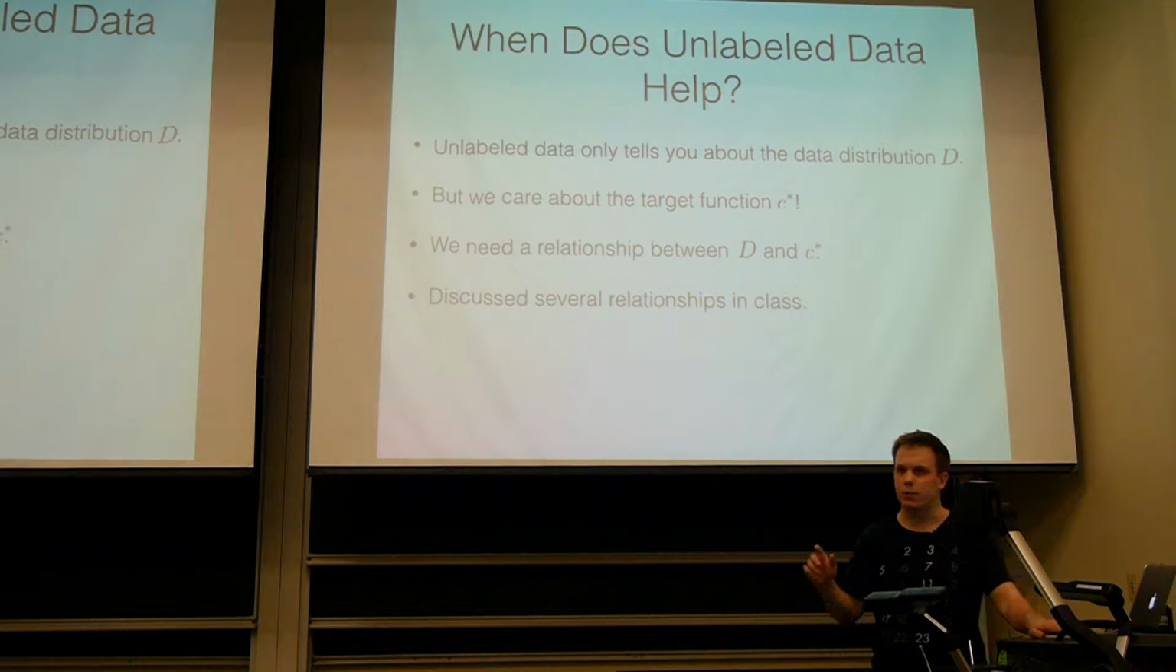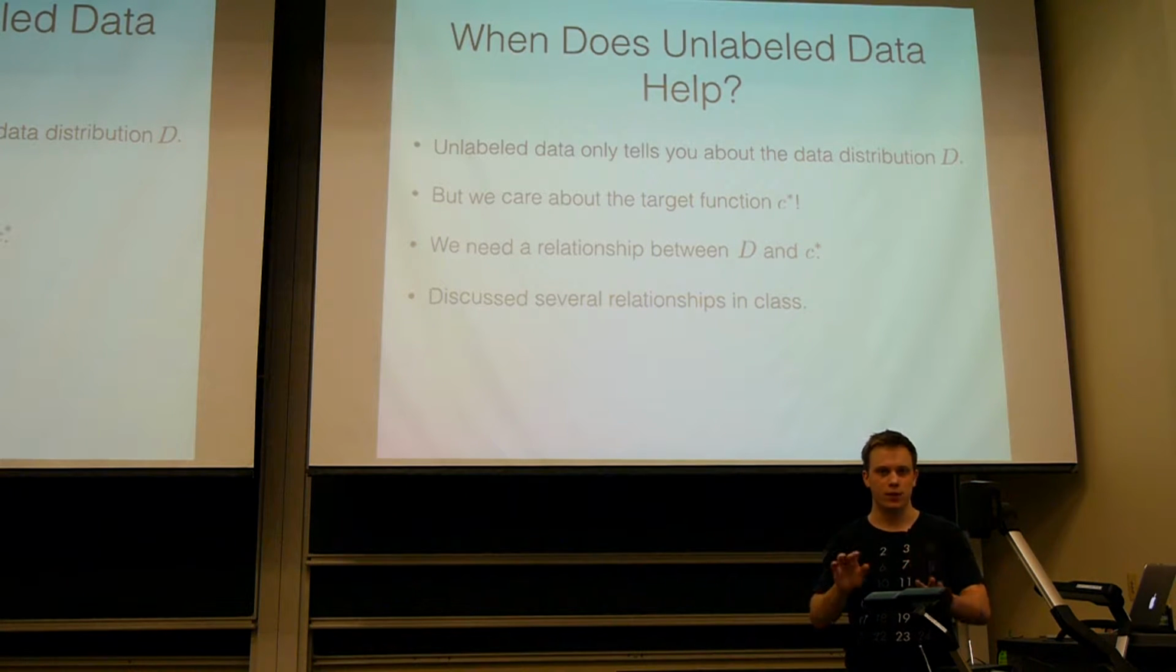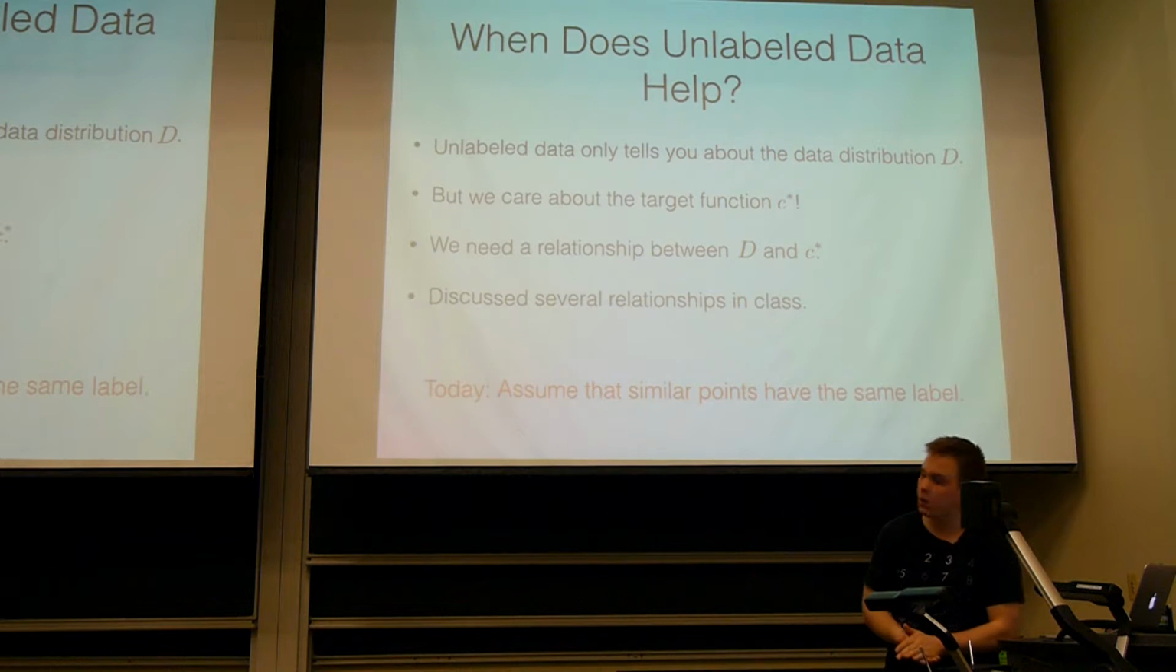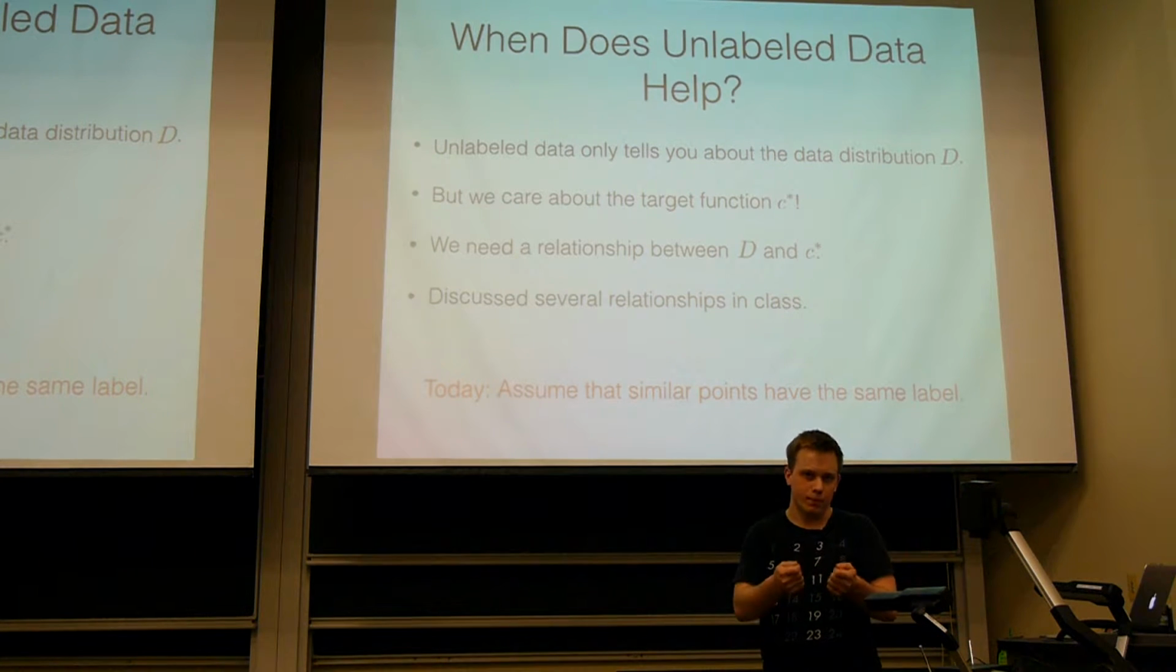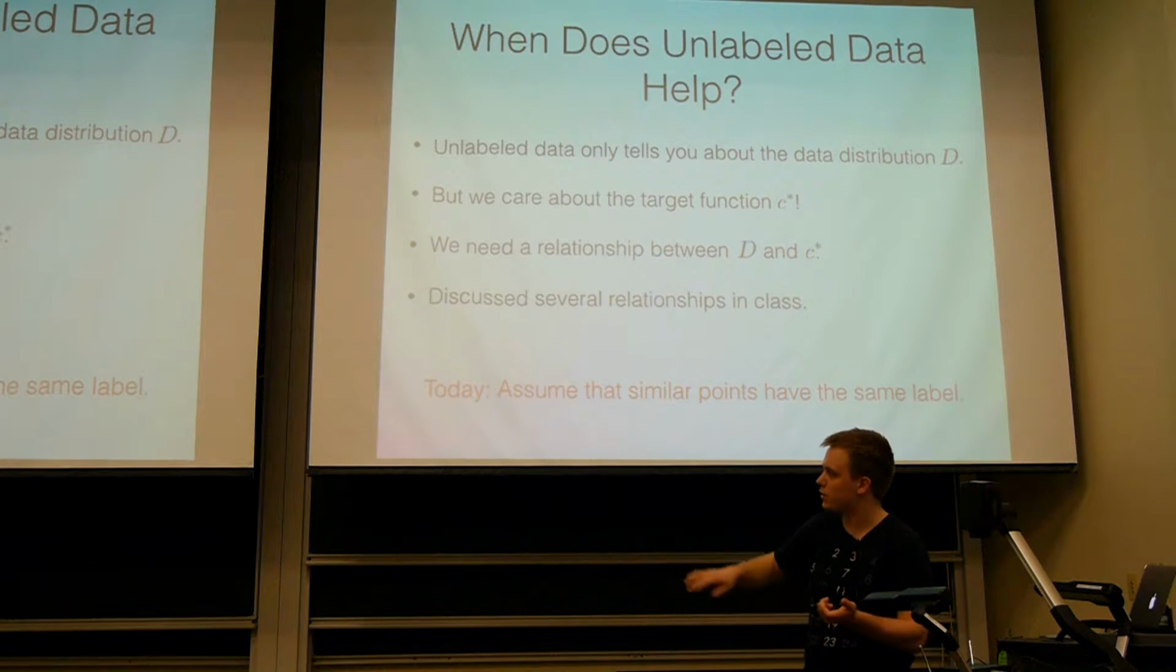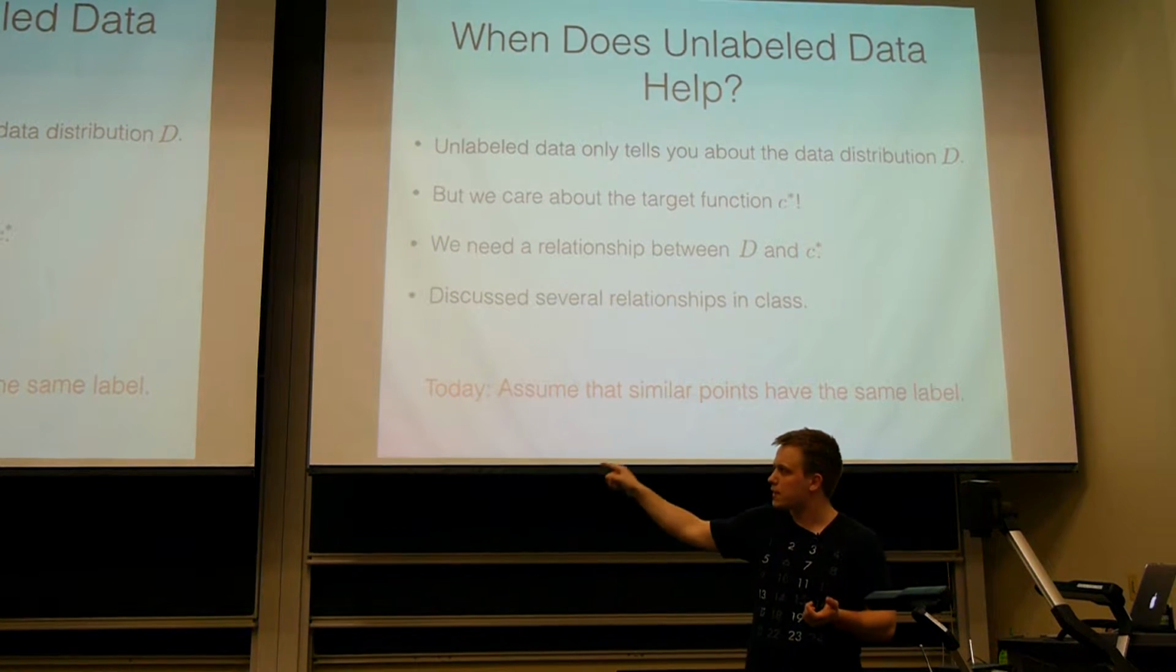We also had a couple of other ones, like having multiple views, with each view being independent of the other given the class label. But today what we're going to assume is that if you have two similar points, and we're going to be really concrete about how we measure similarity, but for now just at a high level, if you have two similar points, they should have the same label.